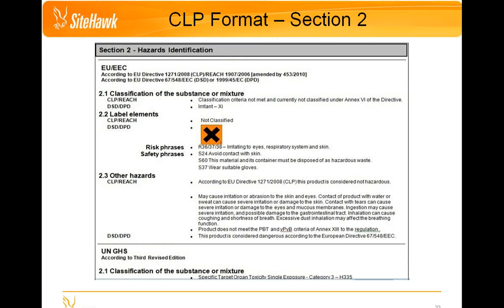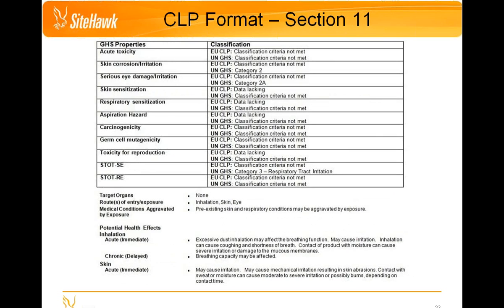That's right. And then this slide is an example of what Section 11 may look like under the new EU CLP format. You'll notice here the table where all GHS classification properties are listed with the resulting classification. And where no classification is provided, the appropriate terminology is being used. So you'll see classification criteria not met, or you'll see the use of data lacking. That term is being used. So it may be that specific verbiage is necessary to use for certain countries' safety data sheets, in addition to just the format being different.